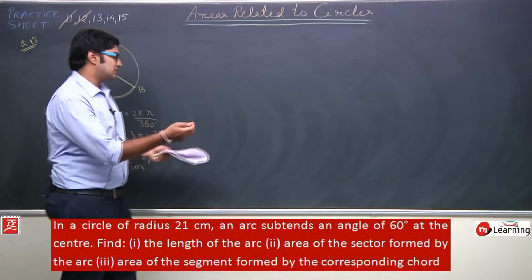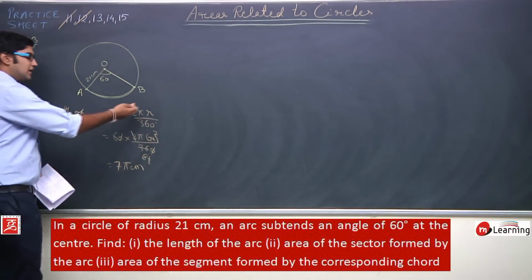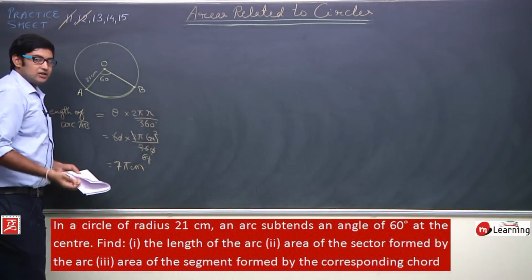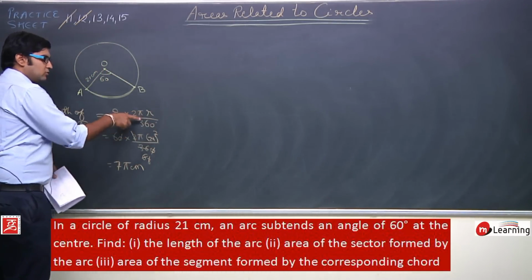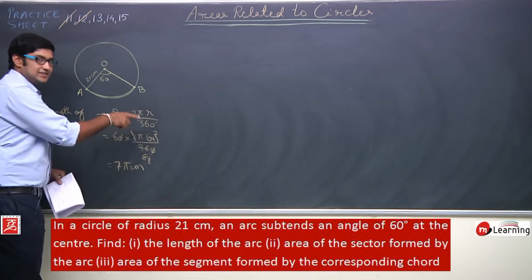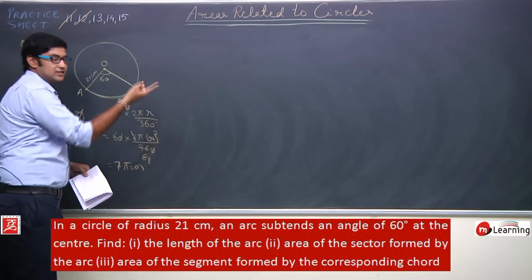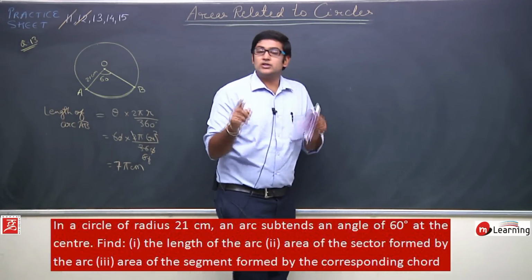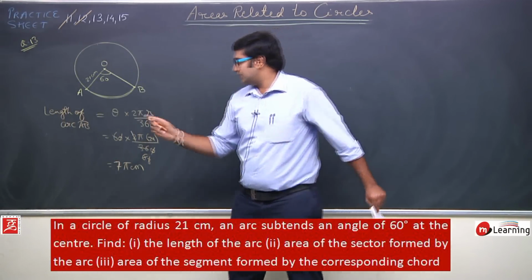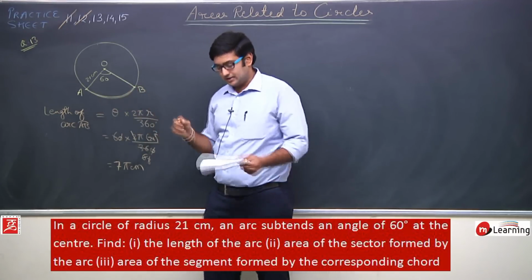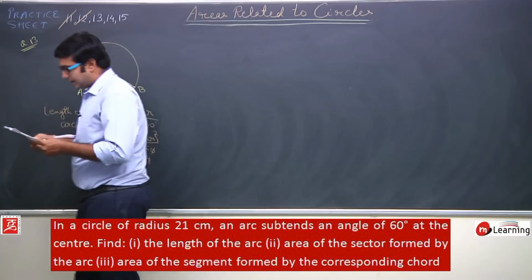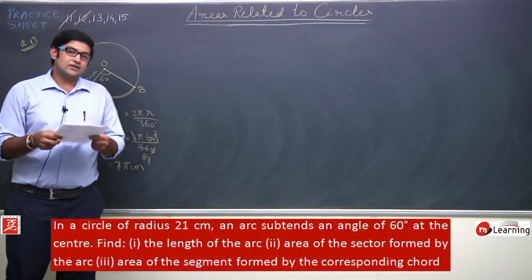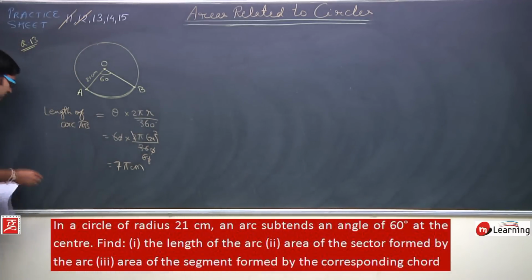It is very simple, just the application of formula theta into 2 pi r upon 360. The perimeter of the sector will be theta into 2 pi r upon 360 plus the radii. Here I am just talking about the length of arc AB. Okay. Then find the area of the sector formed by arc. What will be the area of sector?